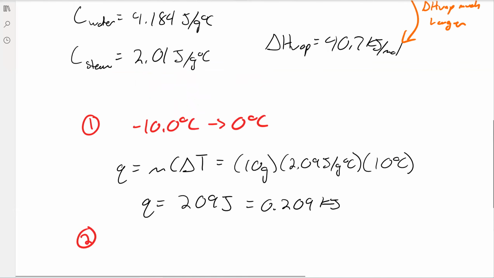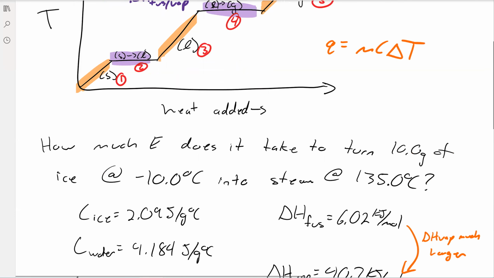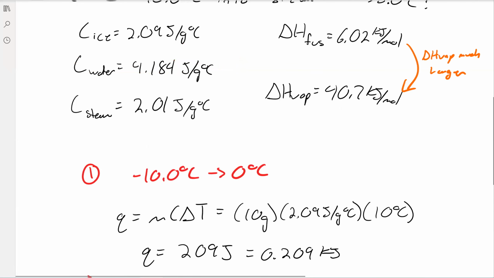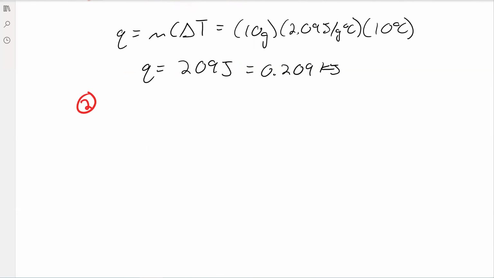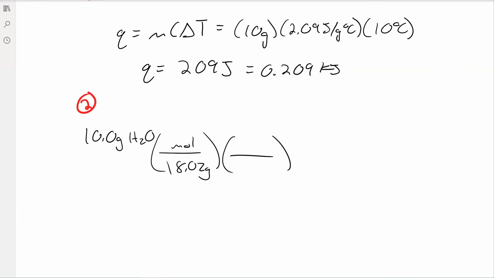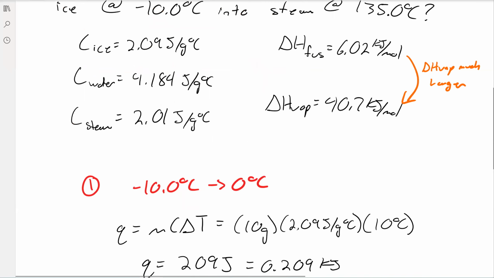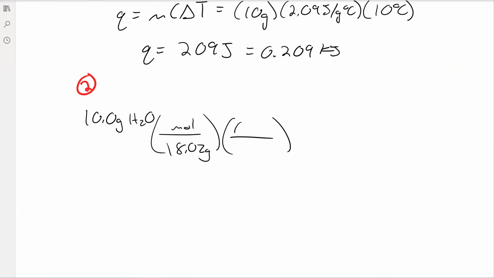Then you've got to do the second step of this curve, which is going from solid to liquid. So that's our enthalpy of fusion. We start off with our 10.0 grams of water. We convert that into moles using the molar mass. And then once we've got the moles, we can use our delta H of fusion, which is 6.02 kilojoules per mole. Plug and chug away, and we get 3.34 kilojoules.